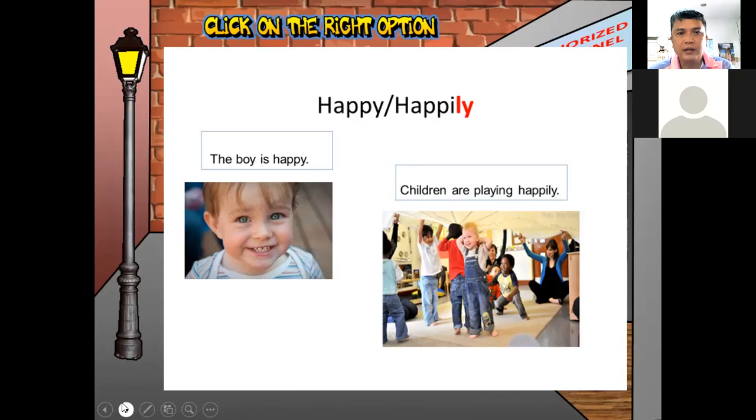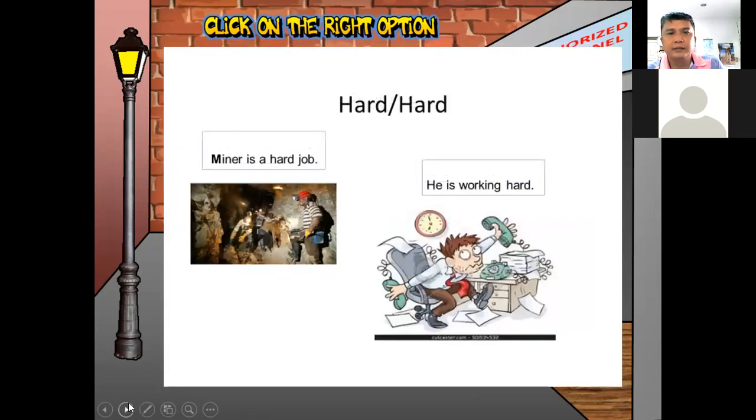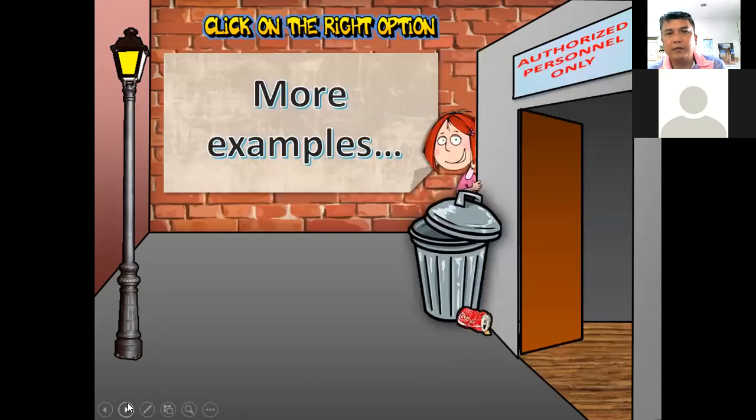Now, how about fast? The regular form. Fast. The leopard is a fast animal. How about the adverb? He is typing fast. So, that is another example for hard. Hard job. Then the adverb is? He is working hard. Okay. Now, we will have more examples.